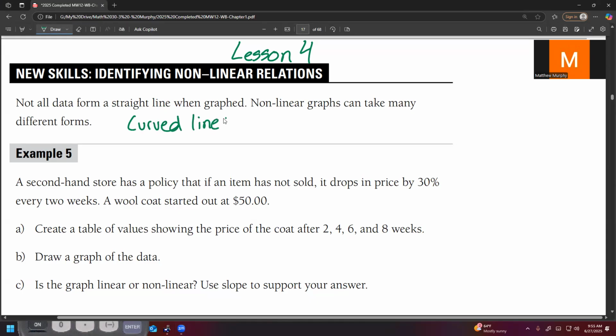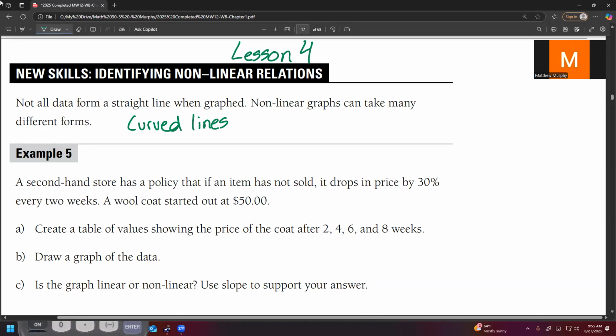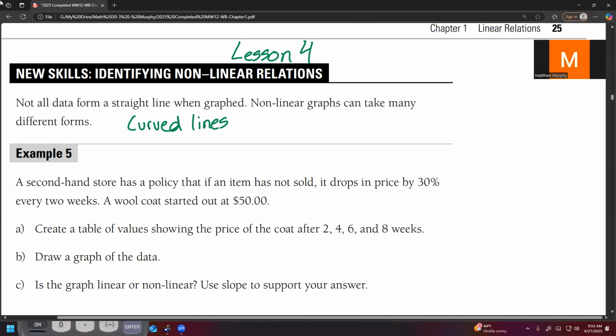And we will have to be careful though, because on graphs, certain data points are going to look like they are linear, but we're going to have to check the slope. And a nonlinear graph is not going to have the same slope all the way along. So you're looking for curved lines and different slopes.